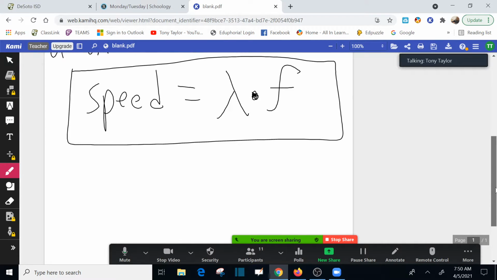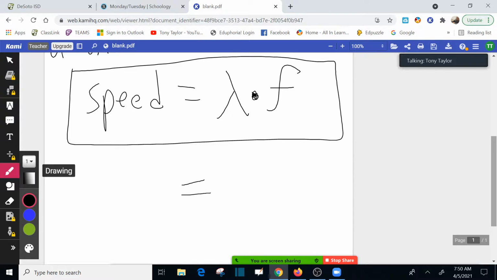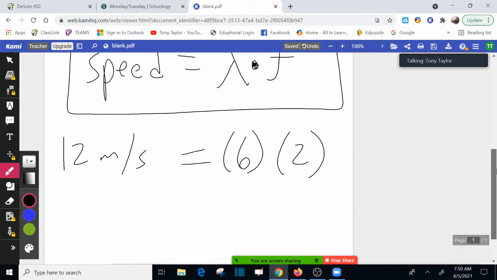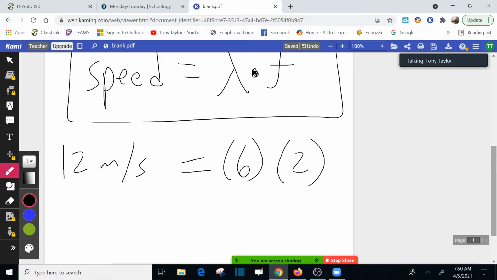So let me prove this to you guys mathematically. Imagine that I had a wave that was moving with a frequency of 2 hertz and it had a wavelength of 6 meters. Well, in this case, if I do 6 times 2, that means the speed is going to be 12 meters per second. But remember what I just said, guys. I just told you guys that as frequency goes up, wavelength should go down. Hopefully you guys will see why that's the case.